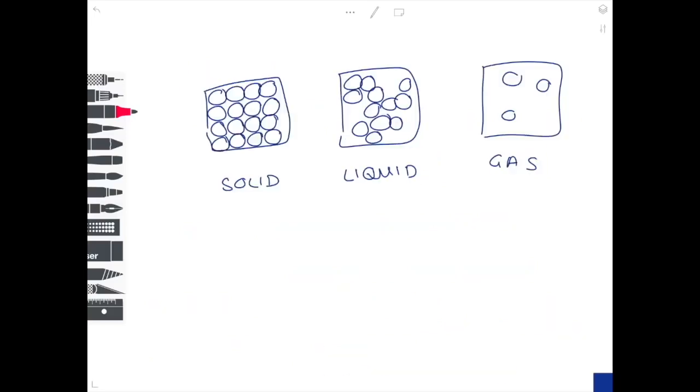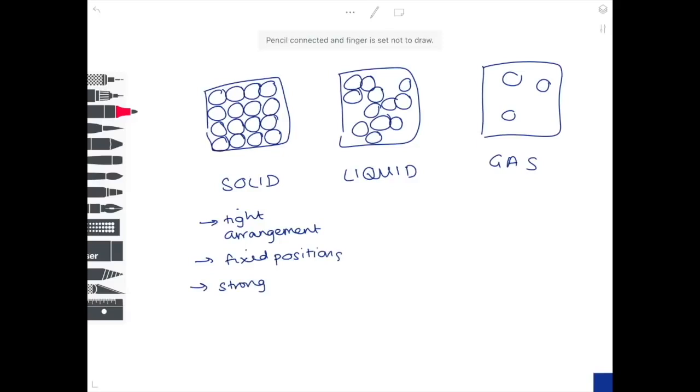We need to understand why solids expand less compared with liquids or gases when heated, and the most obvious thing to do here is look at the various particle arrangements. Now here in the solid, you can see that the particles have a tight arrangement. They're held in fixed positions with strong forces between those particles. And clearly, this will limit expansion and prevent expansion taking place.